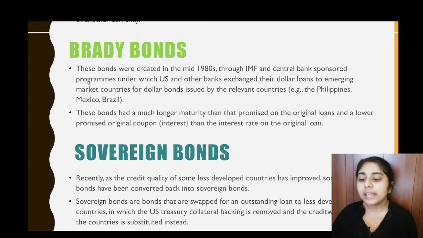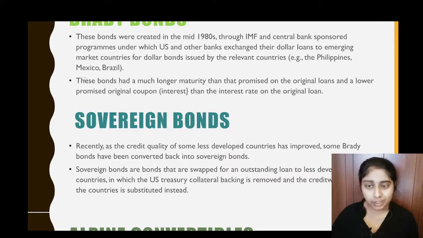Next comes the sovereign bond. So what is a sovereign bond? Recently, as the credit quality of some less developed countries has improved, some Brady bonds have been converted back into sovereign bonds. Sovereign bonds are bonds that are swapped for an outstanding loan to a less developed country, in which the US Treasury collateral backing is removed and the creditworthiness of the country is substituted instead.